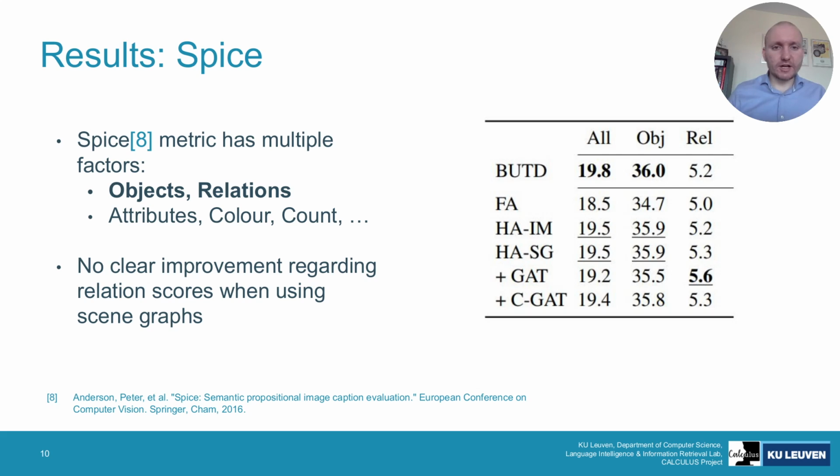So when we look at the results here, we actually see that except for one outlier, all of the models don't outperform the relation score with regards to the bottom-up top-down model. This was unexpected, since we know the difference between the bottom-up top-down and the scene graph models is that these relation features are used. However, we don't see this translated into the captions.